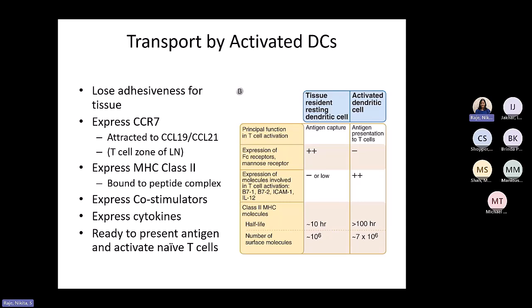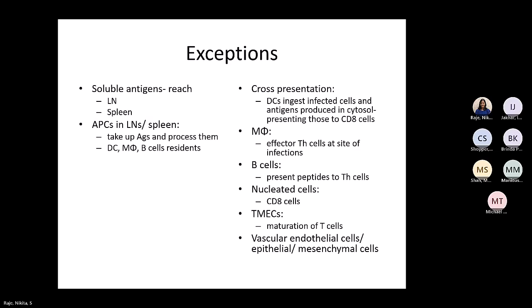So by the time they reach the lymph node, they are ready to do their job. They have reached the correct site because of the chemokine receptors, but they also have the rest of the machinery, MHC class II, co-stimulators and cytokines that they're going to use for their function of presentation and activation. So that's the typical scenario when we talk about dendritic cells.